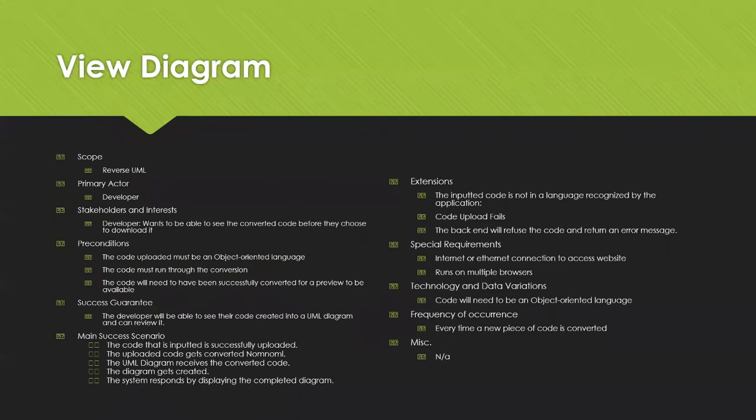So the second one here is the view diagram use case. Again, the scope is reverse UML. Primary actor is developer. Stakeholders and interests is a developer who wants to be able to see their converted code before they choose to download it.